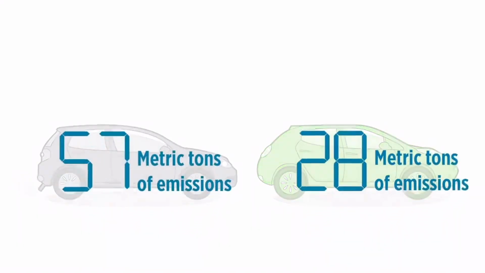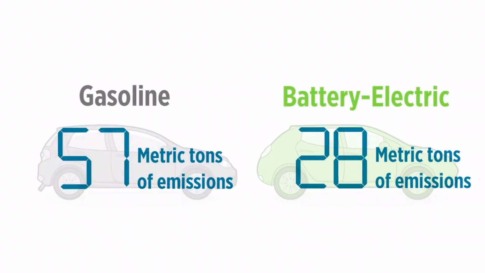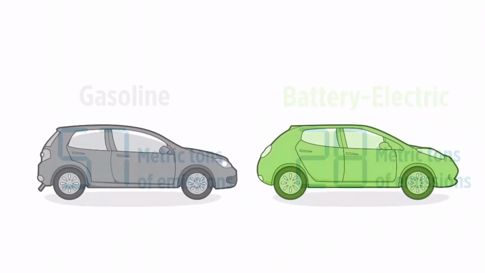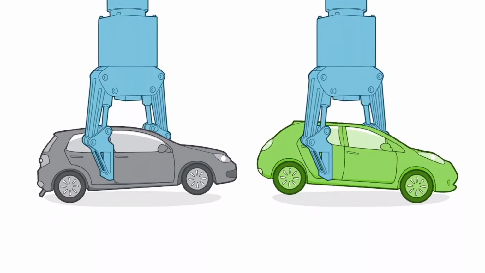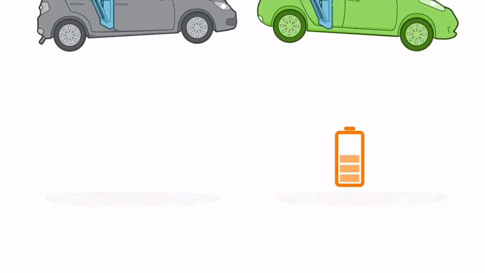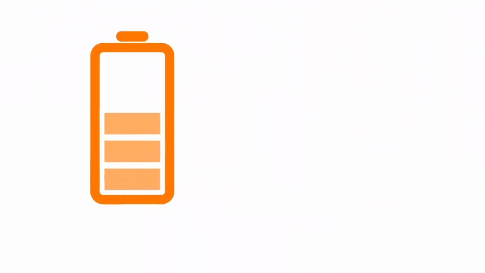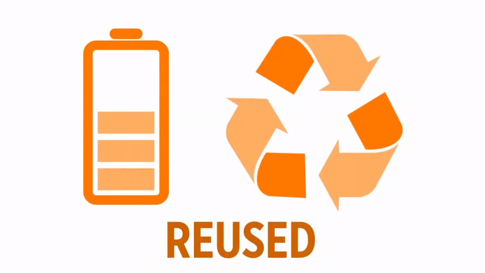By the end of their lives, the average gas car will rack up 57 tons of global warming emissions, compared to 28 tons for a battery electric car. Disposing and recycling each car adds less than 1 ton of emissions. And remember that electric car battery? It can be recycled or reused.